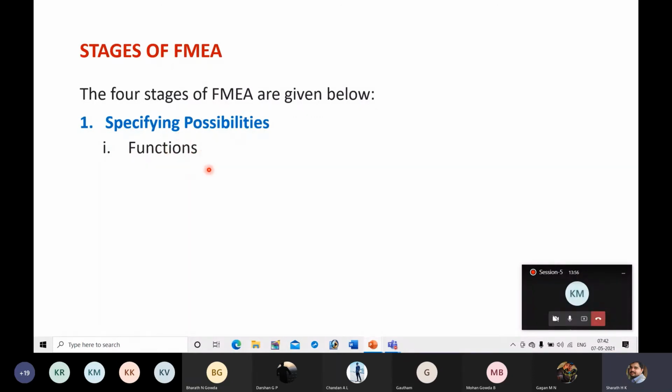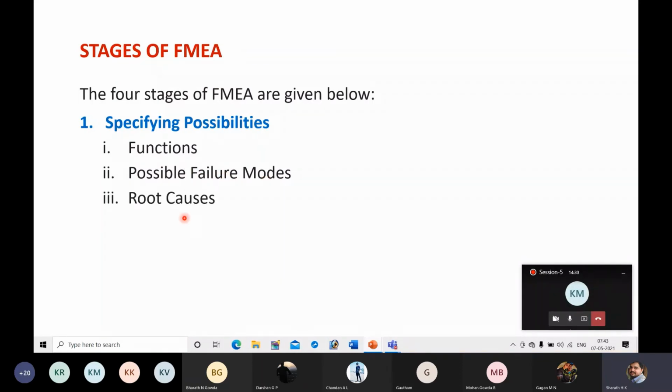Suppose a company has produced a mobile phone on which it is not possible for you to install a particular application, that is also a failure. Because of that reason, students may not buy that particular handset. So like that, if you consider any product, it has to perform many functions. Next, where it is failing. That is the possible failure modes and how it is going to fail.